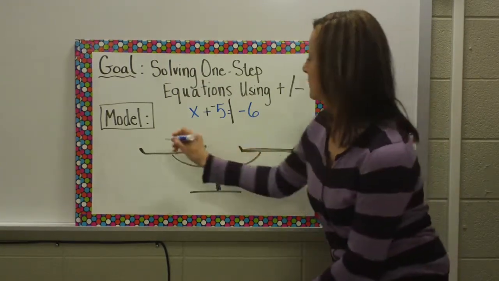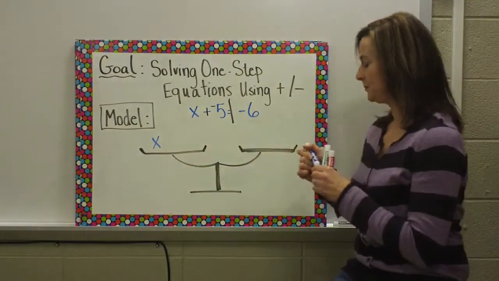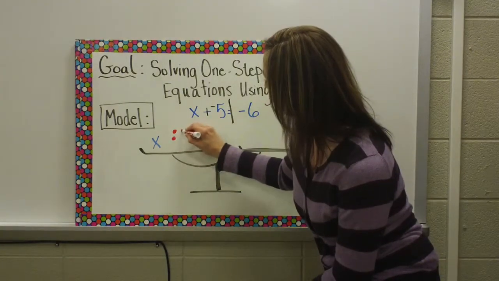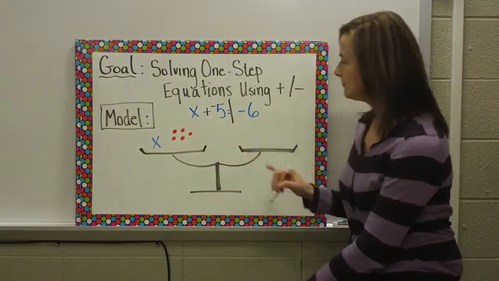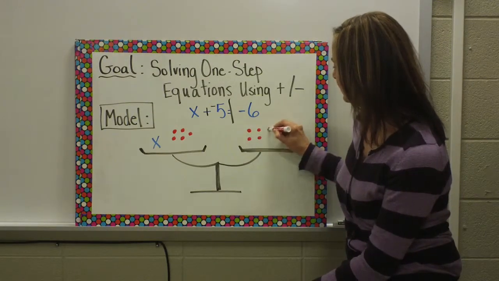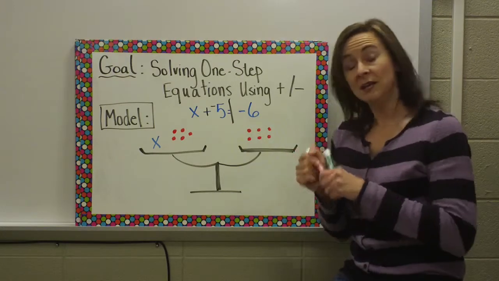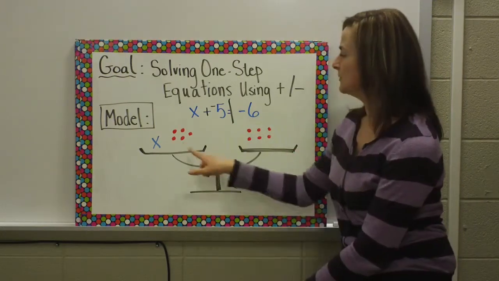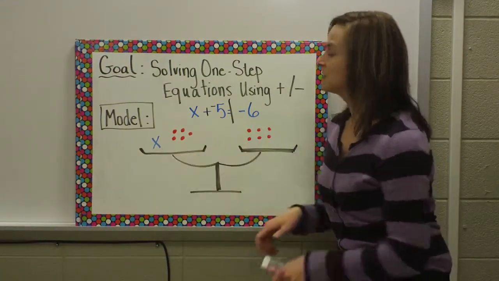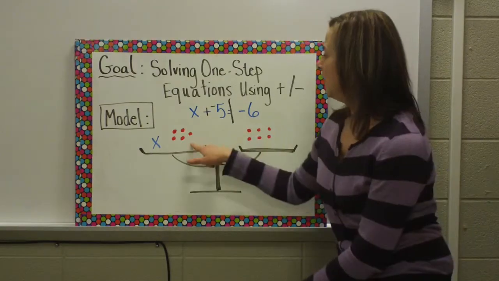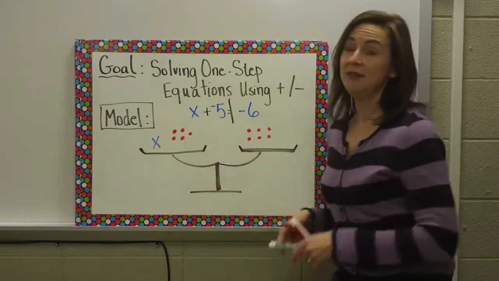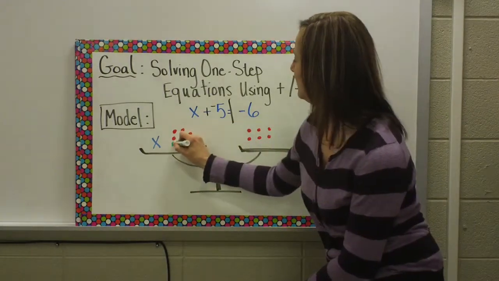So on this side of my balance, I have a variable, and then I have 5 negatives. So I'm going to demonstrate that with 5 reds. On this side of the equation, I have 6 negatives. Now, in our game, we talked about legal moves. How do we get rid of these 5 negatives so that x is alone? And we talked about the way to do that is through 0 pairs. And so we're going to add the opposite. We're going to add 5 positives.